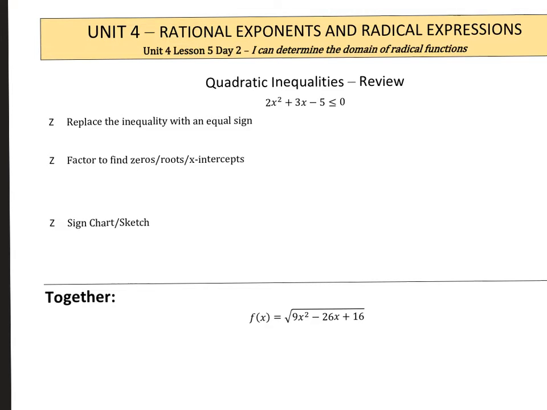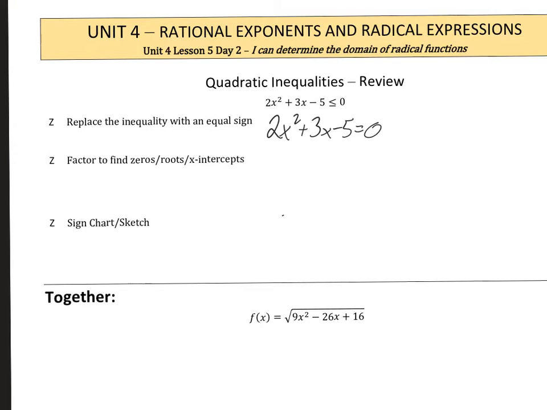Everybody, so today we are doing rational exponents and radical expressions. So the beginning of this is just like we were doing earlier in the year. Replace the inequality sign with an equal sign. So we're going to go ahead and write down we have 2x squared plus 3x minus 5 equals 0.